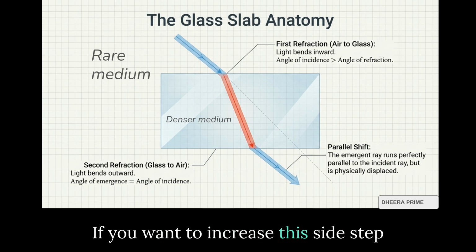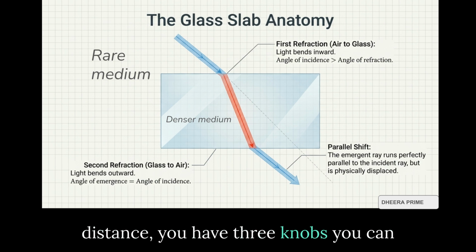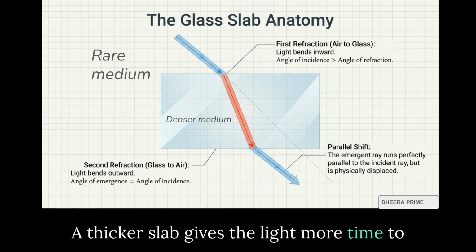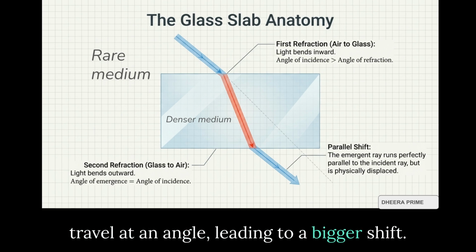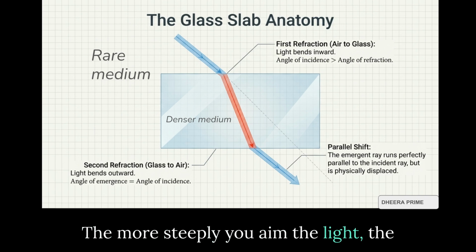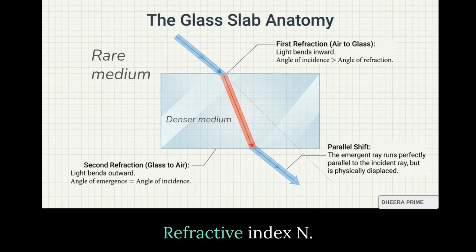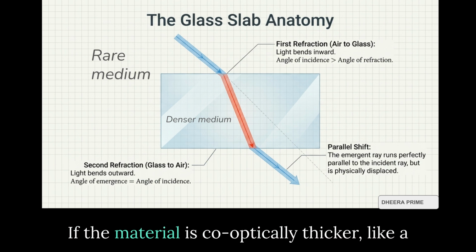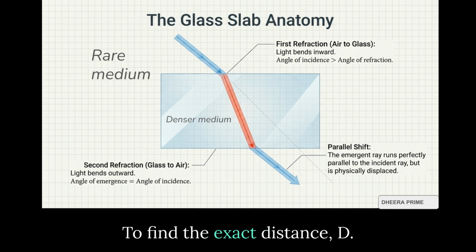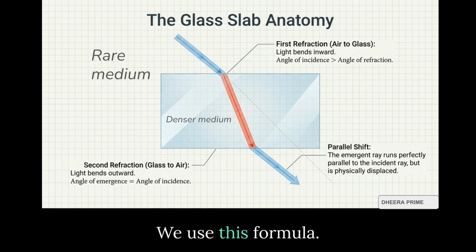If you want to increase this sidestep distance, you have three knobs you can turn. Thickness, T. A thicker slab gives the light more time to travel at an angle, leading to a bigger shift. Angle of incidence, I. The more steeply you aim the light, the further it will jump. Refractive index, N. If the material is, quote, optically thicker, like a diamond slab, the bend is sharper and the shift is wider. To find the exact distance, D, we use this formula.